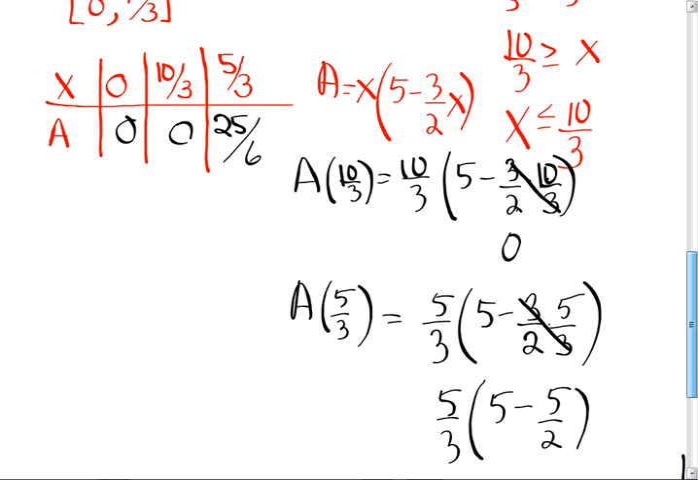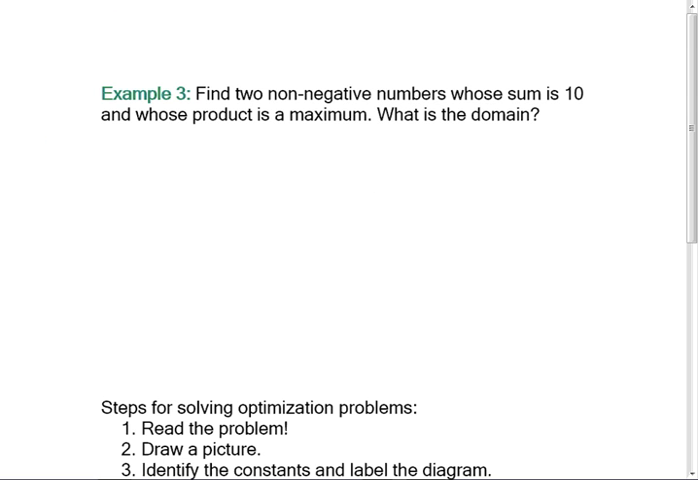Okay, one more problem. Ready? Oh, this one's actually easier. It's nice to end on an easy note. A lot easier.